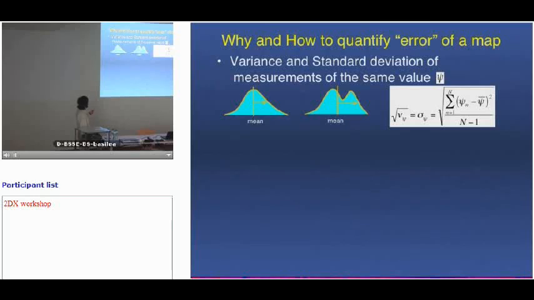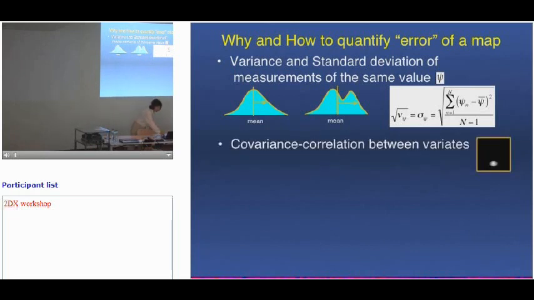...fraction of the population that will be the half, the width at the half height. Variance and standard deviation are related to the squared deviation. These are things that you probably have learned before. Why do we want to know the variance or the standard deviation?